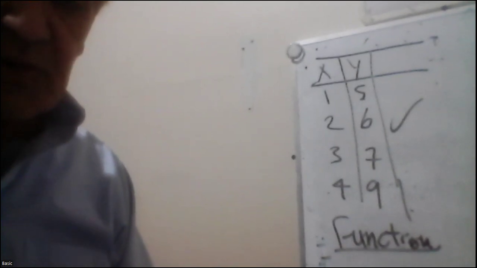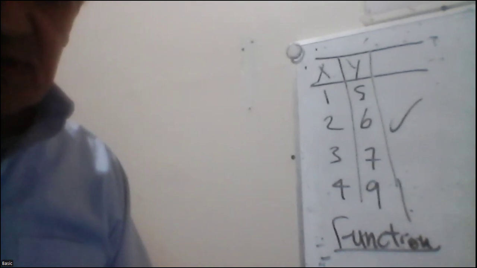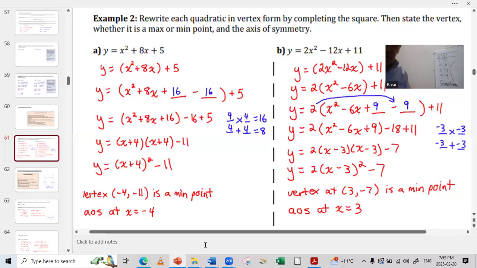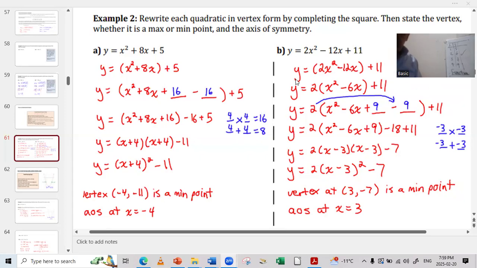The second part, which I will go to today, is a very important part. Let me just share the screen, then I will discuss it on the board. It's about the vertex, a very important topic. But before we talk about this topic, I want you to see this example. Rewrite each quadratic in vertex form by completing the square. The mechanism of this is something we call completing the square.